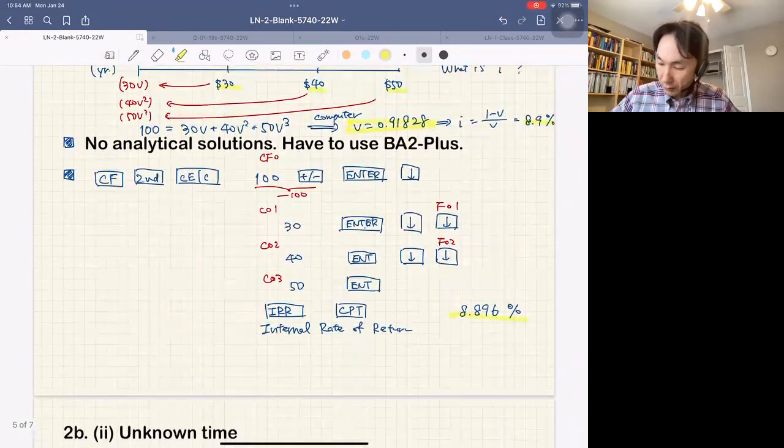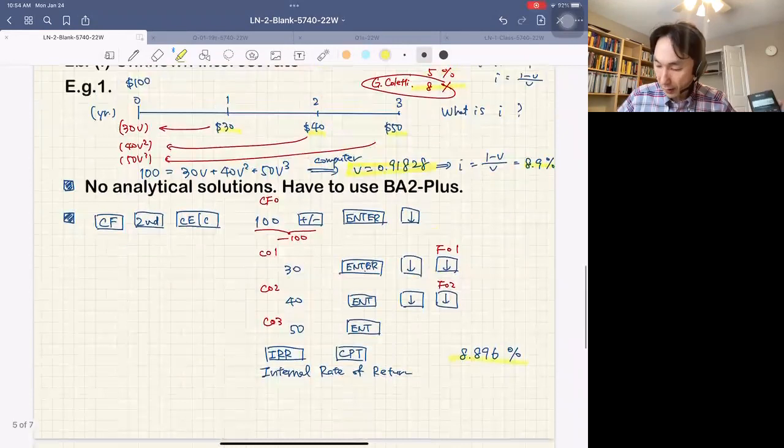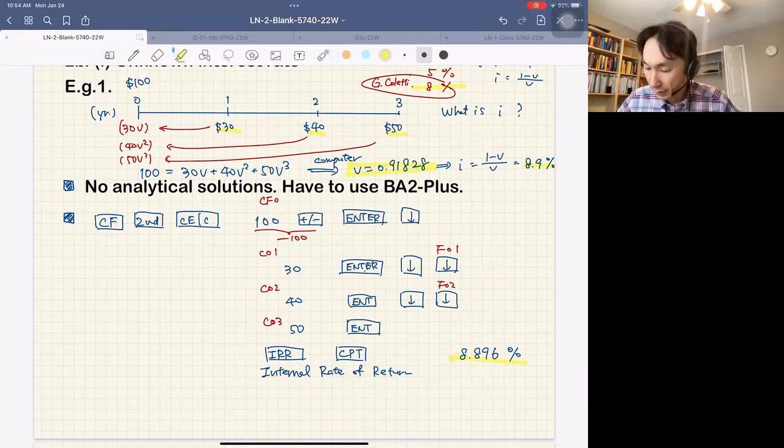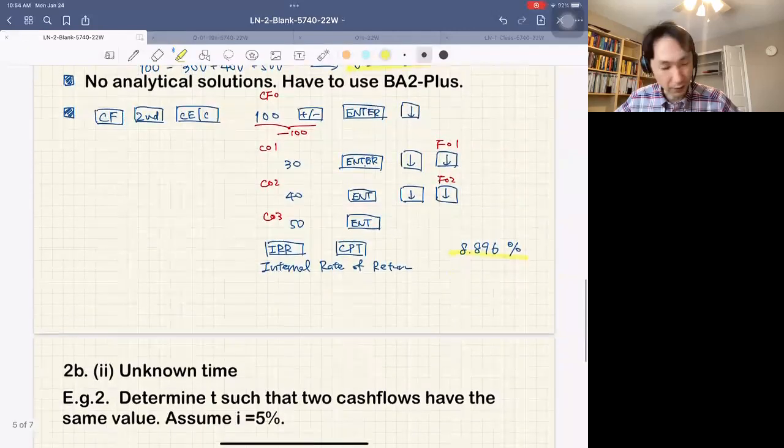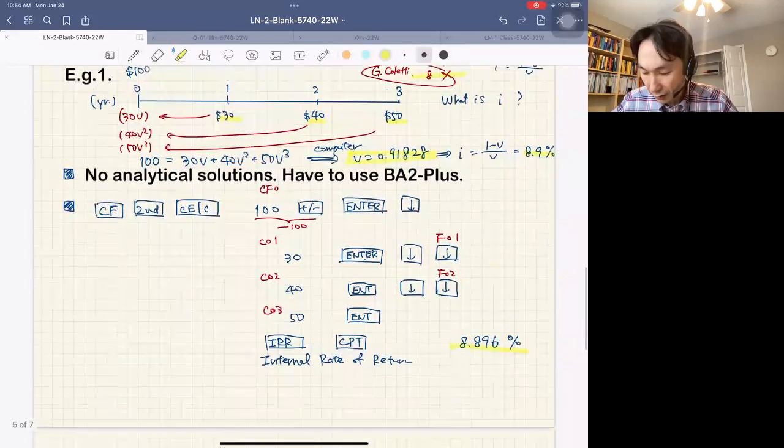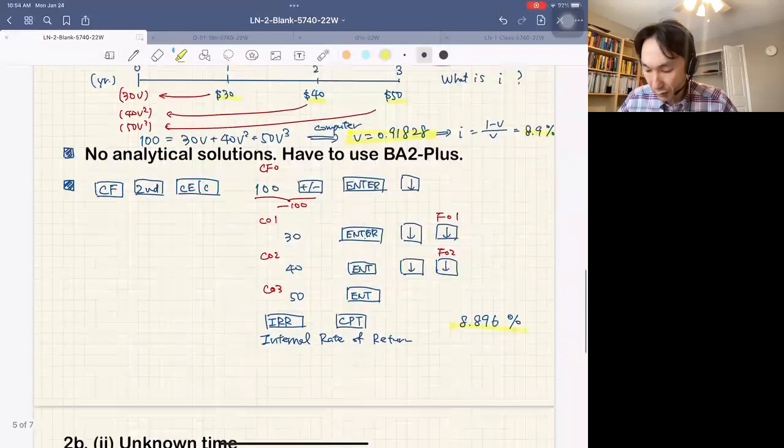Yeah, so this is how to calculate the I, and that cannot be done by a usual calculator. So basically BA2 Plus solves the cubic equation, or you can even solve more complicated cash flows, such as 30, 30, 40, 40, 50, 50, 30, 60, 100, or the longer time diagram that you can describe in this calculator, then calculate the internal rate of return or the unknown interest rate.